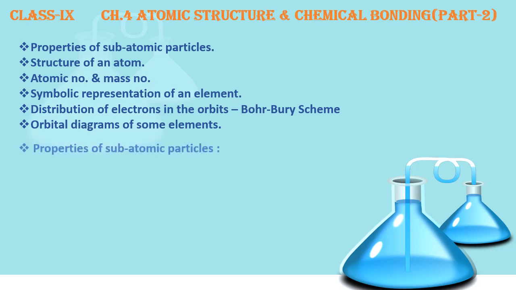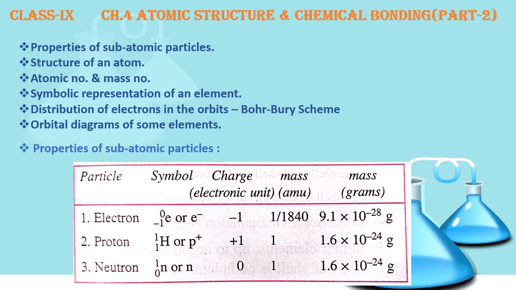Let us start with the properties of subatomic particles. Subatomic particles are electrons, protons, and neutrons. Let us see the properties of these subatomic particles with this diagram. First one is electron. In symbolic form, it is written as e minus 1 0 or e minus. Here this minus shows the 1 unit negative charge and its mass is 0, that is negligible mass. In AMU it is 1 by 1840 the mass of hydrogen atom, and in gram it is 9.1 into 10 to the power minus 28 gram.